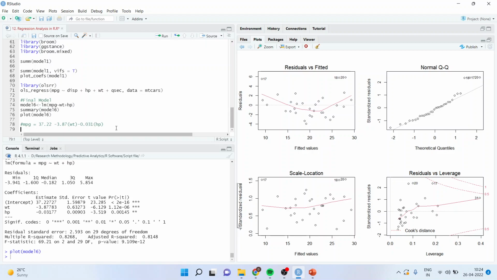Now what is the meaning of this model? Let's try to understand. With every increase in the weight, 1 unit increase in the weight, the mileage of the vehicle decreases by 3.87 units, right? For every increase in horsepower by 1 unit, the mileage decreases by minus 0.031. This is a very known fact, that as the weight of the vehicle increases, the mileage decreases, and we have proved the same thing with the help of regression analysis.